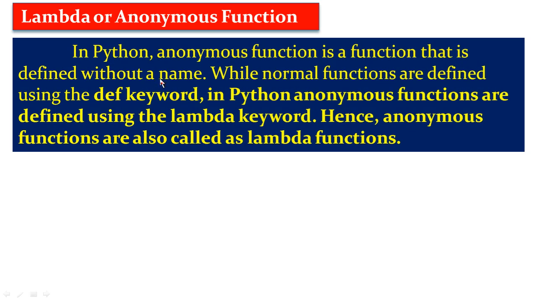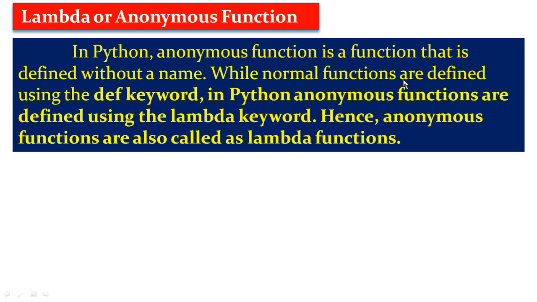In this class, we are going to see about the lambda or anonymous function. In Python, an anonymous function is a function that is defined without a name. If a function is defined without a name, that function is called a lambda function or anonymous function.